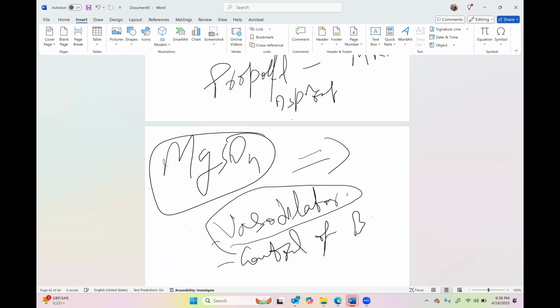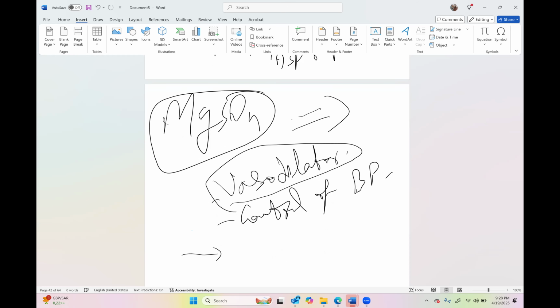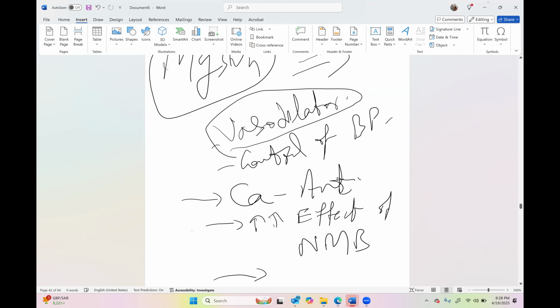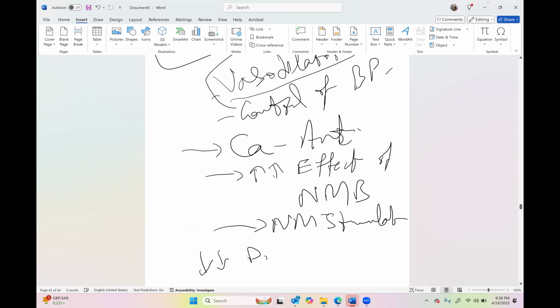Yes. Magnesium acts as a calcium antagonist, and at the neuromuscular junction it decreases acetylcholine release. So it increases the effect of neuromuscular blockers. So how will you anticipate this? You will monitor NMT, neuromuscular stimulation, or you will decrease the subsequent doses of muscle relaxants.